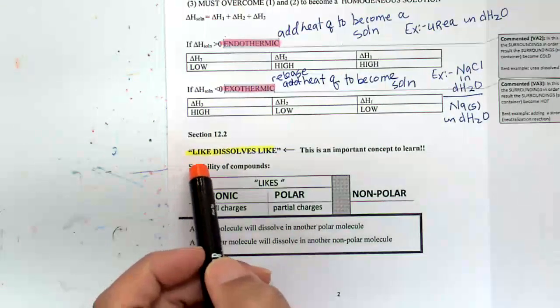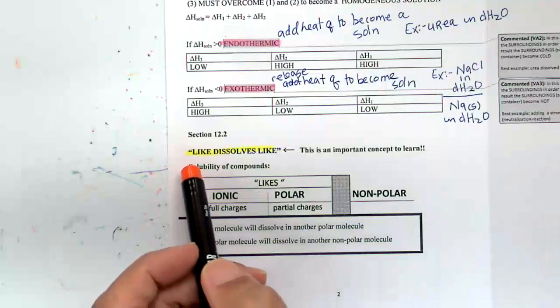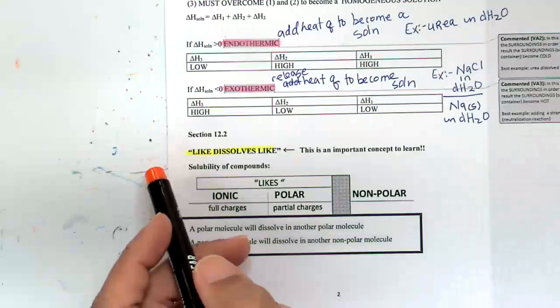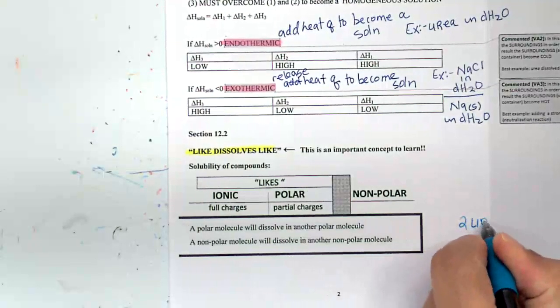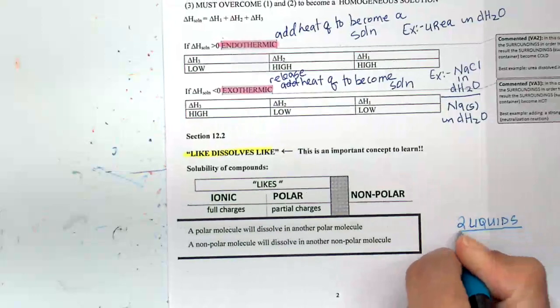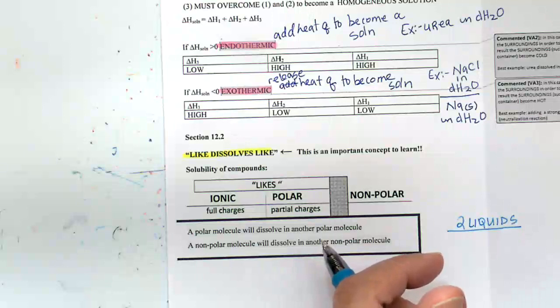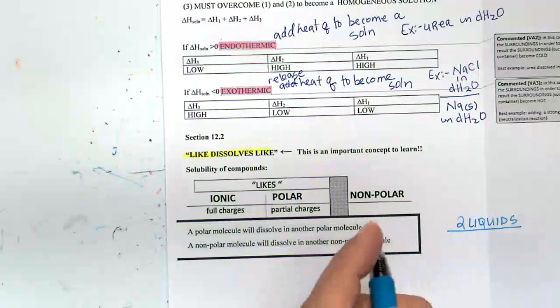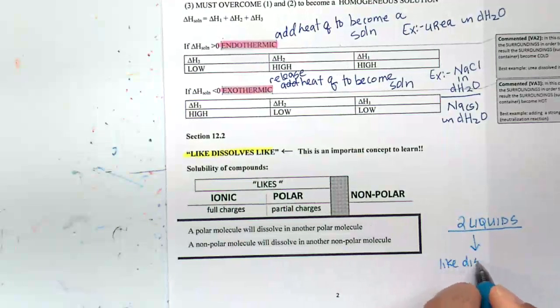All right, so here's something else that's going to be important, and that is like dissolves like. This is something we see a lot in chemistry. You don't know a chemical, you've never seen a chemical before, and can it dissolve with another chemical? Now, just as a disclaimer, here we are focusing on two liquids. Like oil and water, or I don't know, orange juice and water. Two liquids, and then like dissolves like.